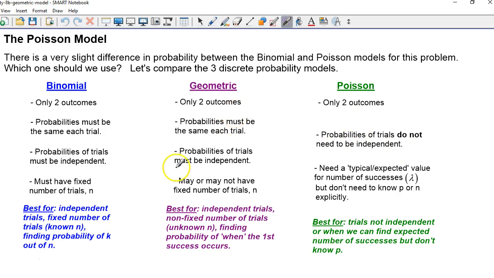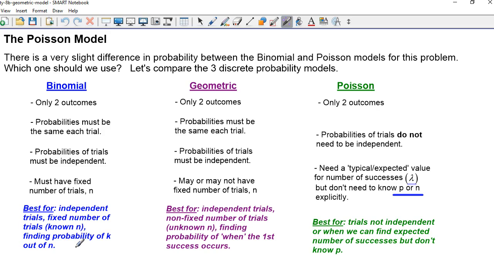Okay, what about number of trials? Binomial requires a fixed number of trials, n, that's known. Geometric may or may not have an n, but we don't use it because we're looking at the probability of when the first trial occurs that's successful. And the Poisson model just needs a typical or expected value lambda, but we don't need to know p or n.